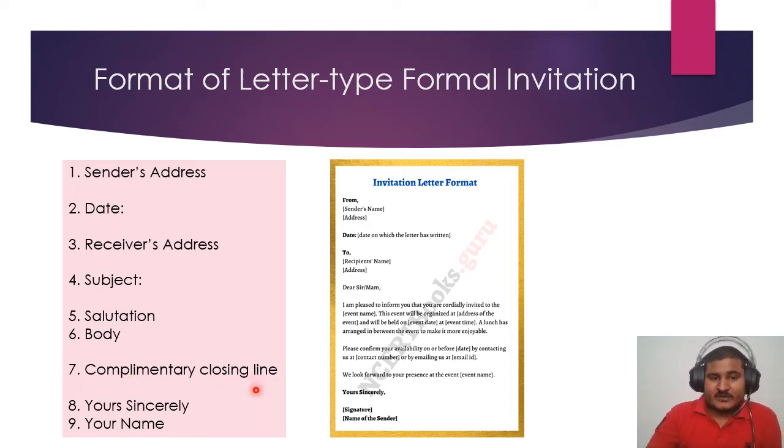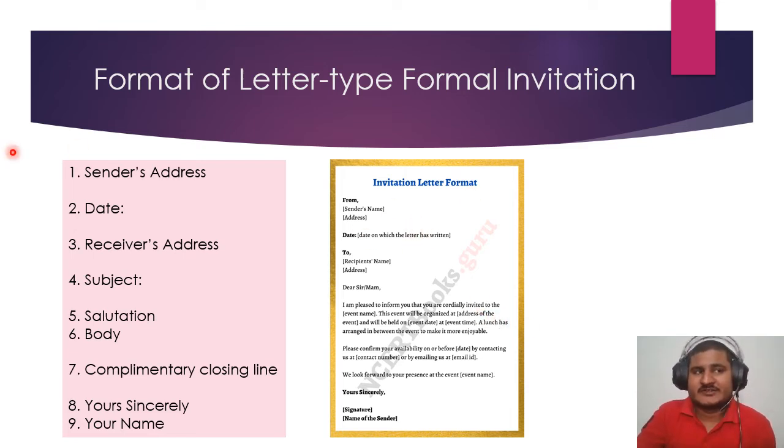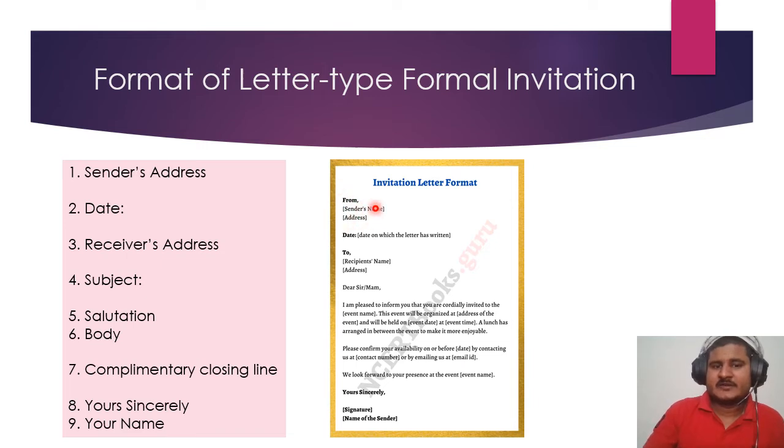In the last you have to remember that the closing salutation is also important, and then you have to write your name. Here in this picture you can see how it is written. First of all, the From, meaning the sender's address, is written here, name and address. Then the date is written here. Then here you can see the receiver's address. To means to whom you are sending, the one who will receive it.